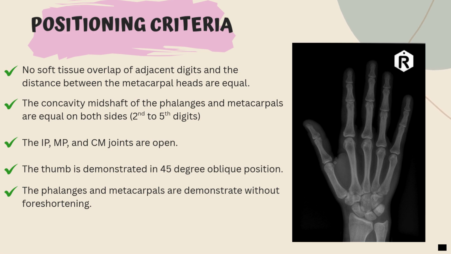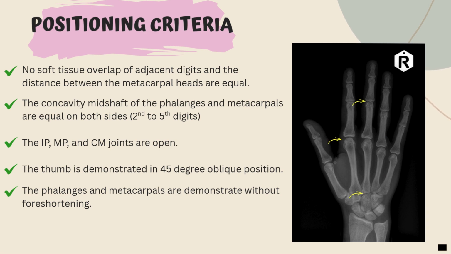Now I will explain the positioning criteria for a proper PA hand radiograph. First, there should be no soft tissue overlap between adjacent digits, and the distance between the metacarpal heads should appear equal. This indicates that the hand was positioned flat and evenly on the image receptor. Second, the concavity of the midshaft of the phalanges and metacarpals, specifically from the second to the fifth digits, should appear symmetrical on both sides. This helps to confirm that there is no rotation of the hand.